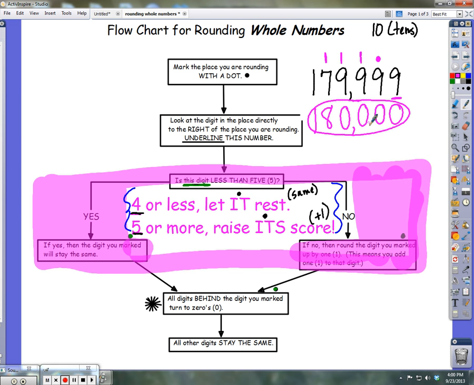Hopefully this flow chart for rounding whole numbers will help you, and it will make rounding whole numbers just a little bit easier. Also, don't forget our saying: 4 or less, let it rest. 5 or more, raise its score.